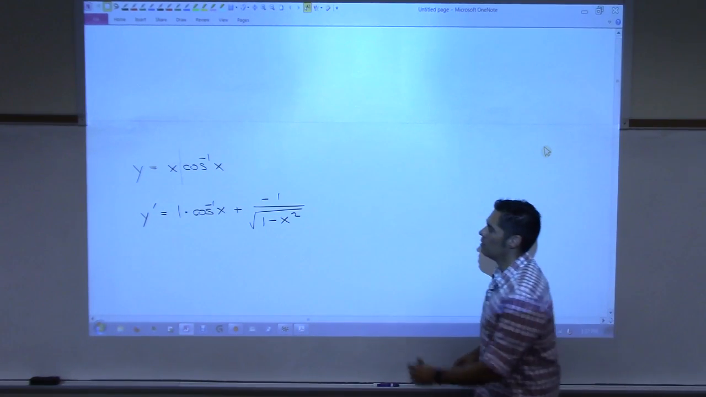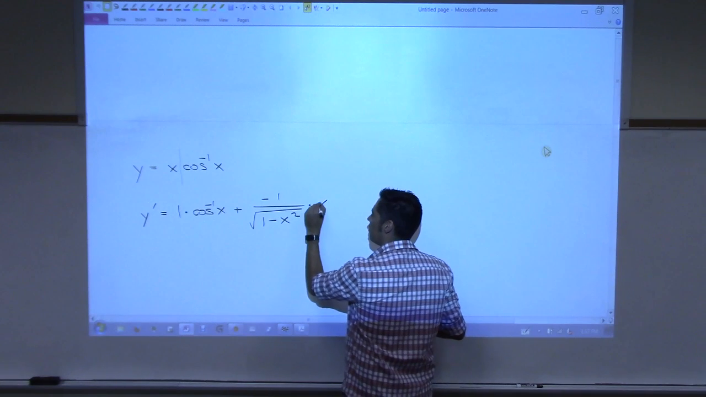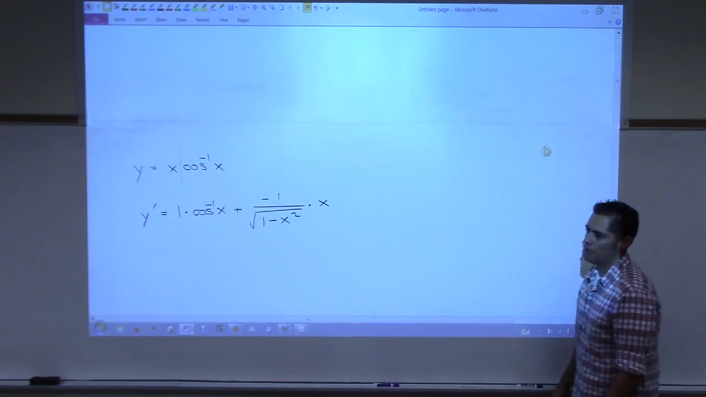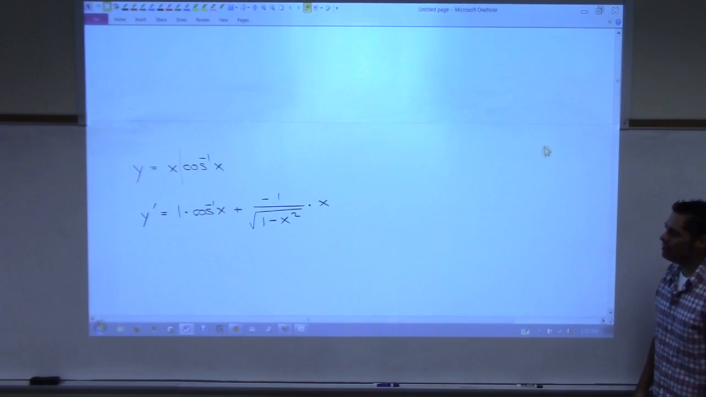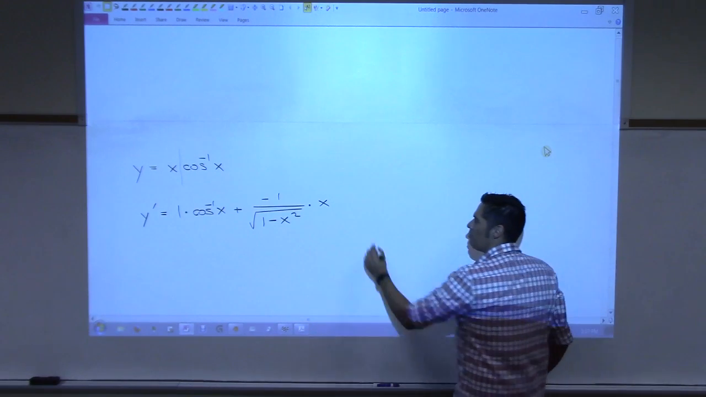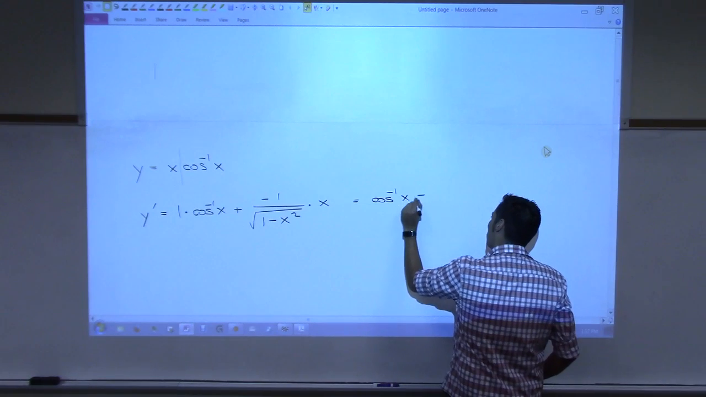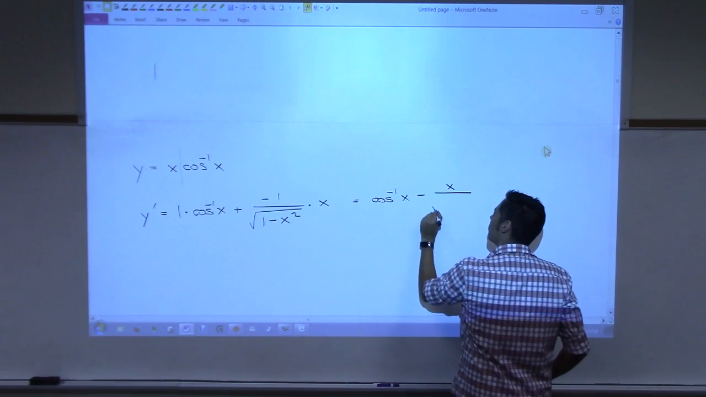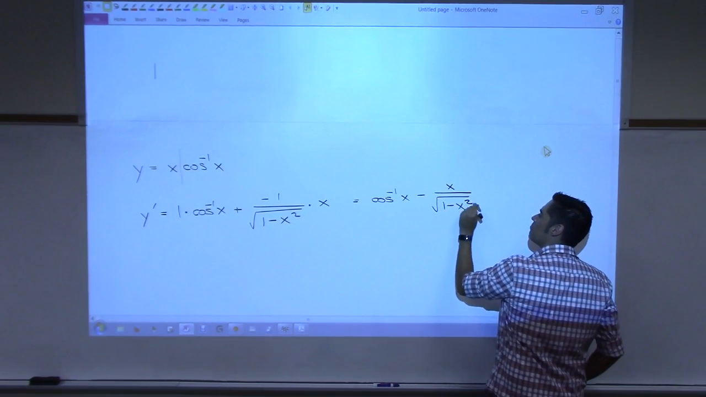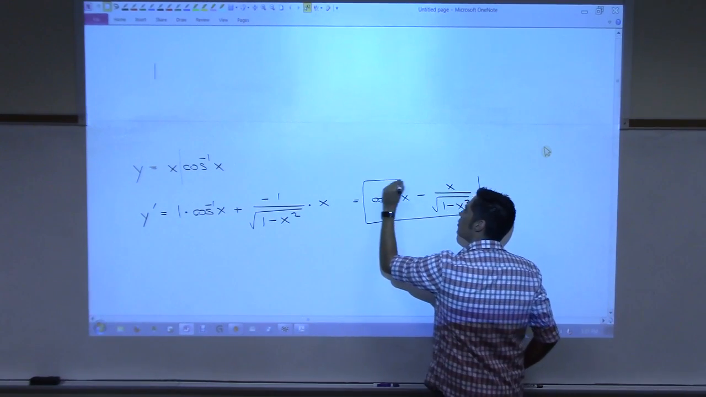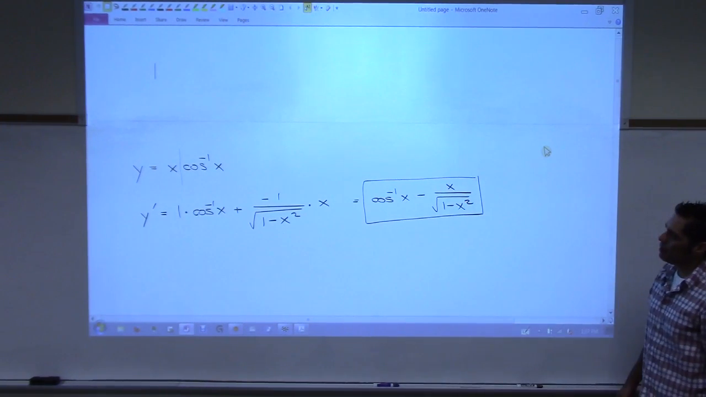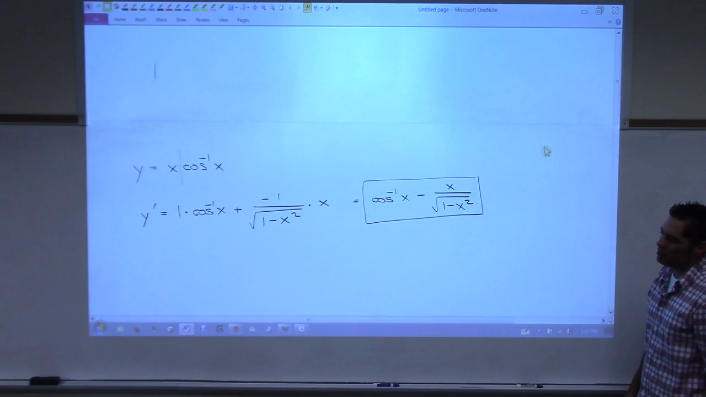You could. I have to finish the product rule off and put that x there. So you're completing the product rule. I don't see much that we can do with this. We can put arc cosine x minus x over square root of 1 minus x squared. Looks good to me. The book might, but I don't think so.